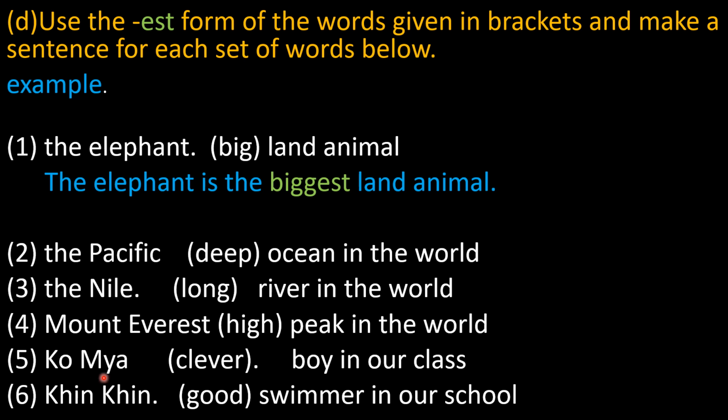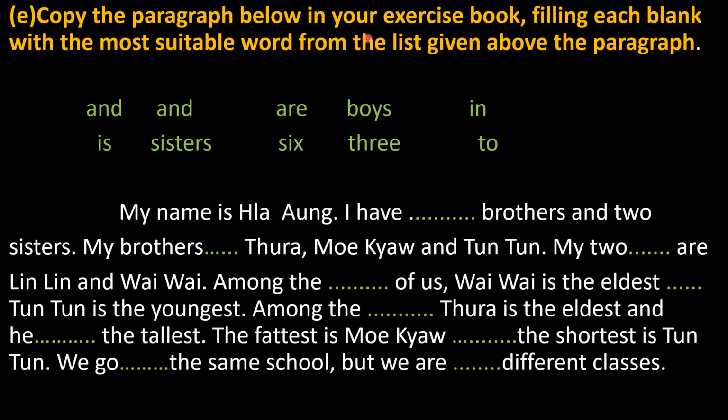Mia, Gomia, clever, boy in our class. Gomia is the cleverest boy in our class. Kin Kin, good swimmer in our school. Kin Kin is the best swimmer in our school. Copy the paragraph below in your exercise book, filling each blank with the most suitable words from the list given above the paragraph.